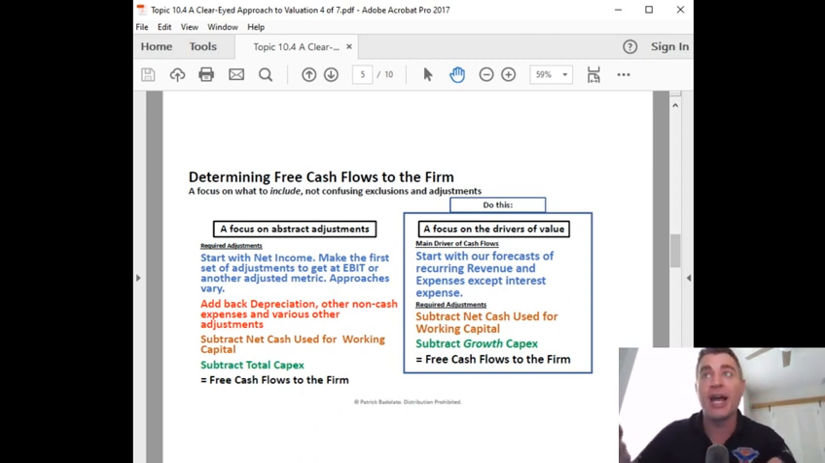On the other hand, the way I actually say here is, look, let's just talk about what we're actually doing with valuation. So focus on the drivers of value, not on abstract adjustments. Start with our forecast of recurring revenue and expenses. If you're doing this for enterprise value, you would not be including interest expense. So we do need an adjustment, but I feel better making an adjustment than adjustments to adjustments and tons of them. And then we're actually basically there. So you could think about, I've basically done it. My value is determined by revenues minus expenses.